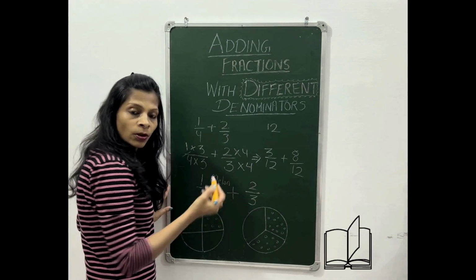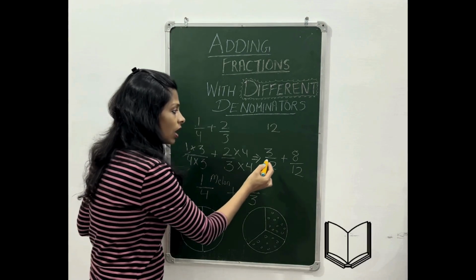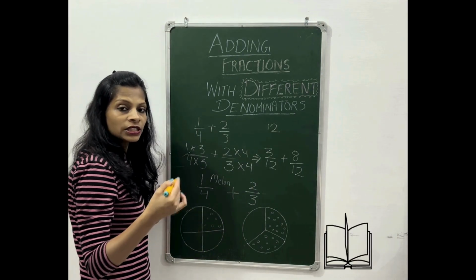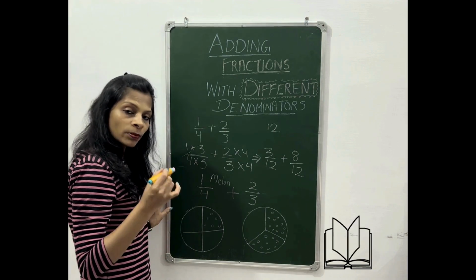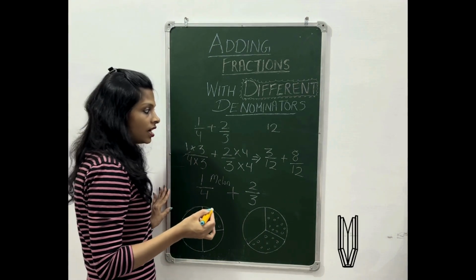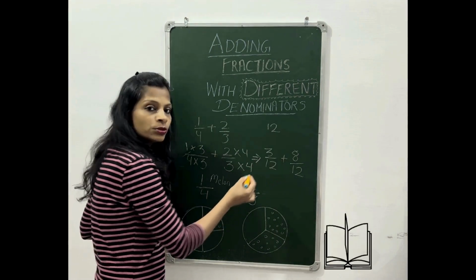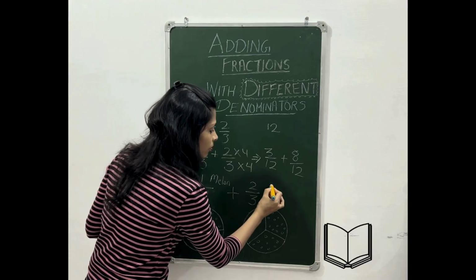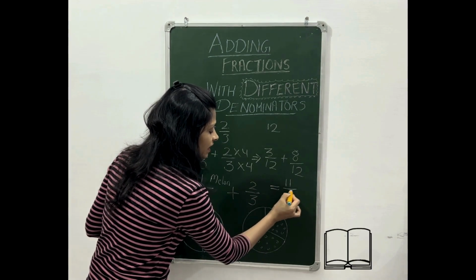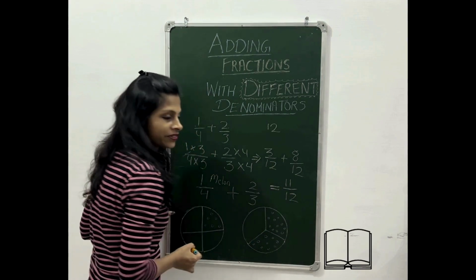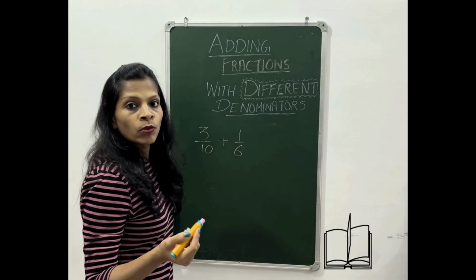Now, the denominators are common, and now I can add the numerators, as we learnt in a previous video that when the denominators are common, the denominator remains the same after addition. However, I will add the numerators. So 8 plus 3 is how much? Correct, 11. So my answer would be 11/12.